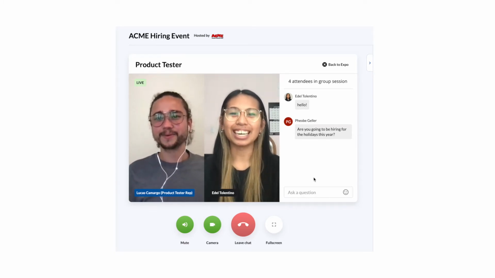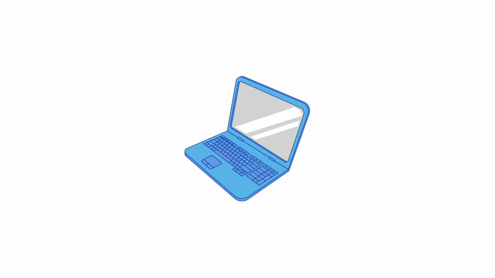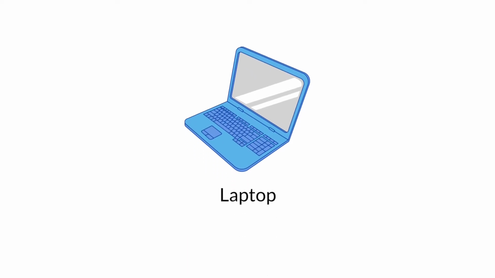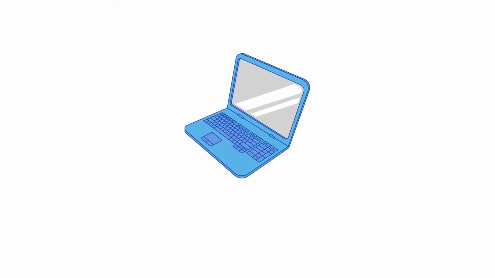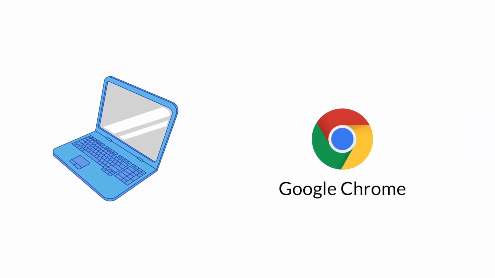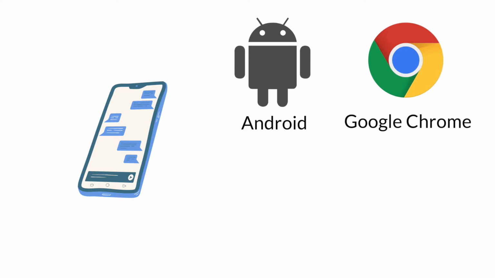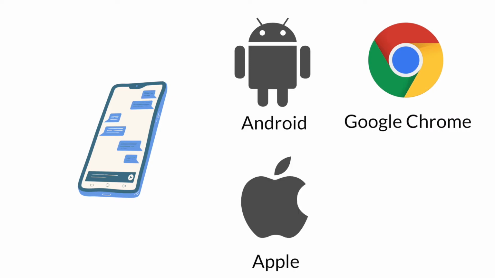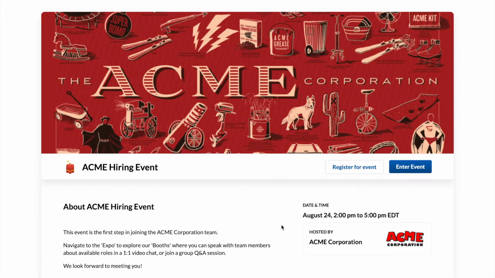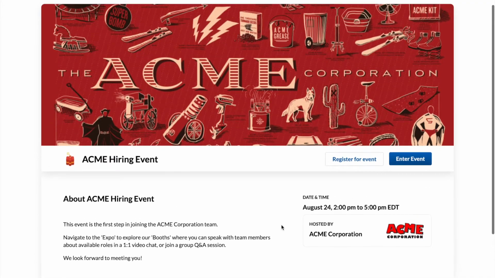Let's get started. If you have access to a computer with a camera, we recommend joining from a laptop or desktop computer. The Showfloor platform has the best experience on the Chrome browser. If you will be using a mobile device, on Android, please use the Chrome browser, and on Apple, please use Safari. You will have received a link to the event by email.